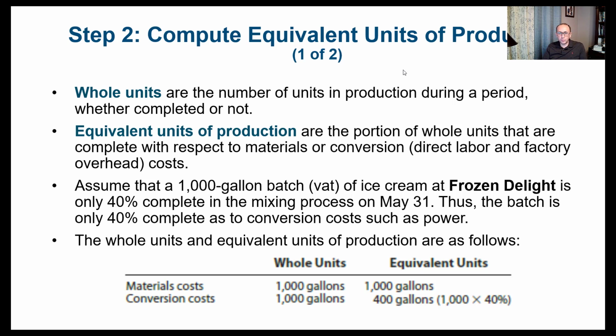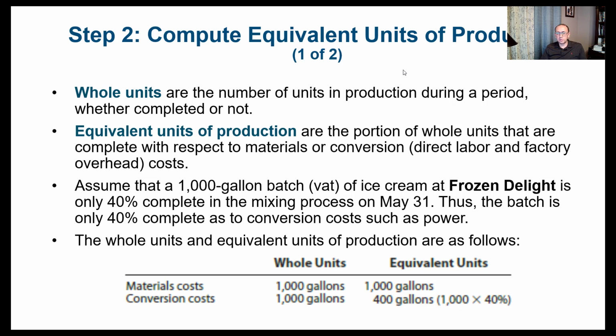And keep in mind, we have to convert the percentages of the units that were not completed into a fraction of these units. So whole units are the number of units in production during a period, whether completed or not. These are the whole units. Equivalent units of production are the portion of whole units that are complete with respect to material or conversion. And here we're talking about direct labor and factory overhead cost.